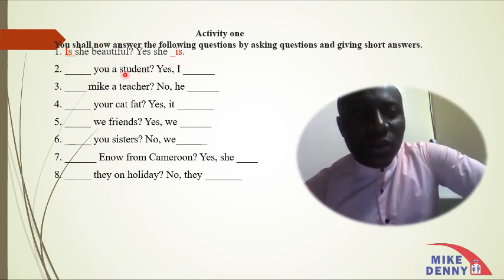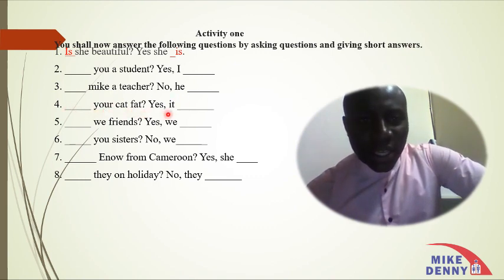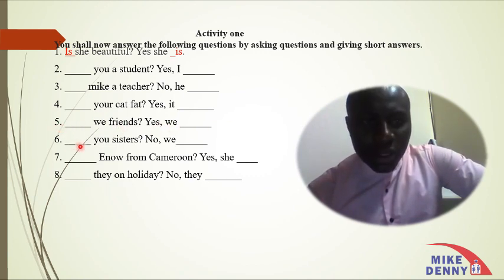So dash you a student? Yes, I dash. Dash Mike a teacher? No, he dash. Dash your cat fat? Yes, he dash. Dash we friends? Yes, we dash. Dash you sisters? No, we dash. Dash Enow from Cameroon? Yes, she dash. Dash they on holiday? No, they dash.